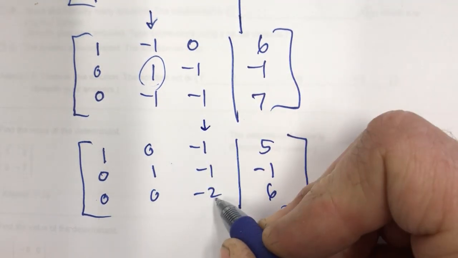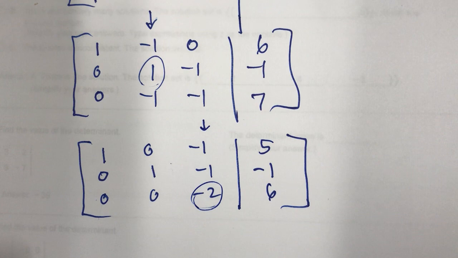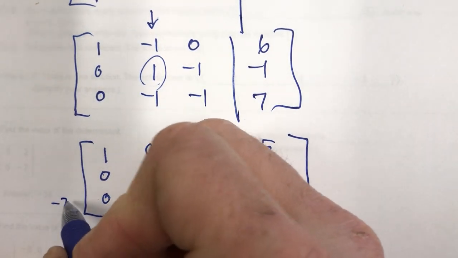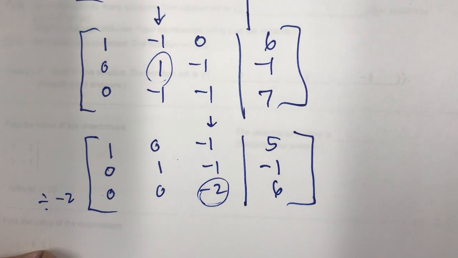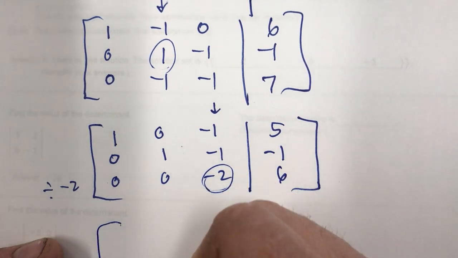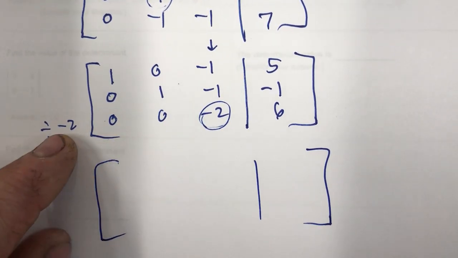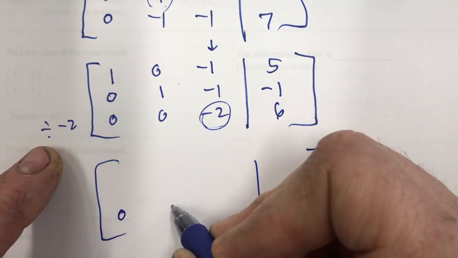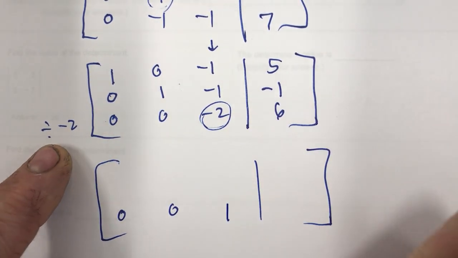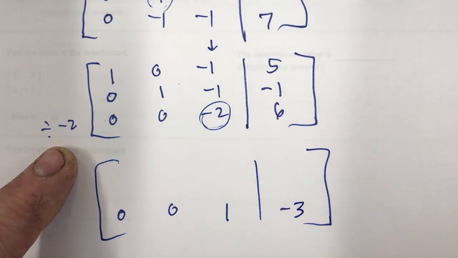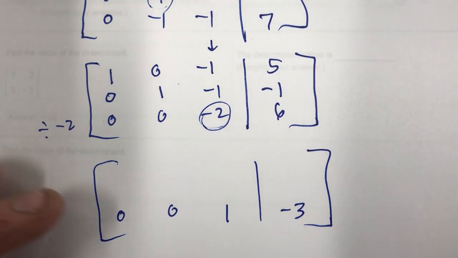Now in this third column, this one down here needs to be a 1. So I'm going to have to divide everything by negative 2. Let's write it out first. So 0 divided by negative 2 is 0. 0 divided by negative 2 is 0. Negative 2 divided by negative 2 is 1. 6 divided by negative 2 is negative 3. And there you go, there's my bottom row finished.